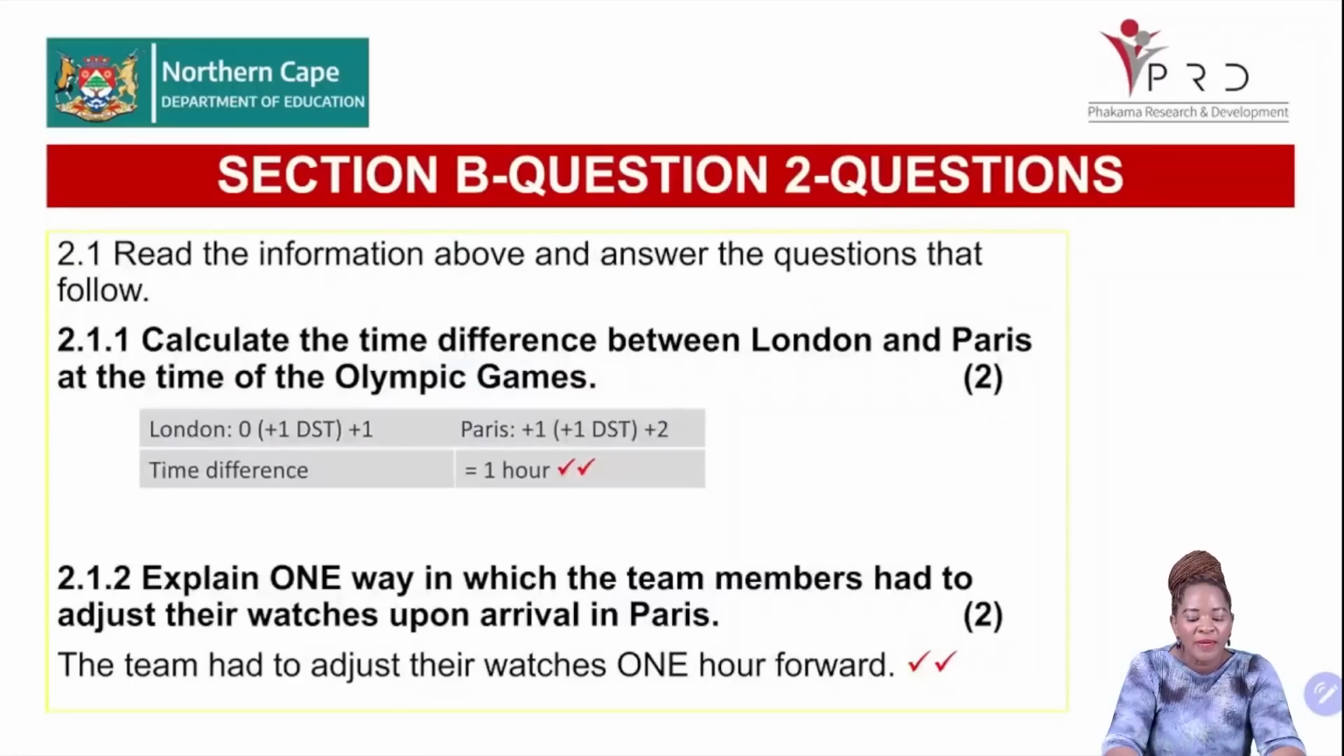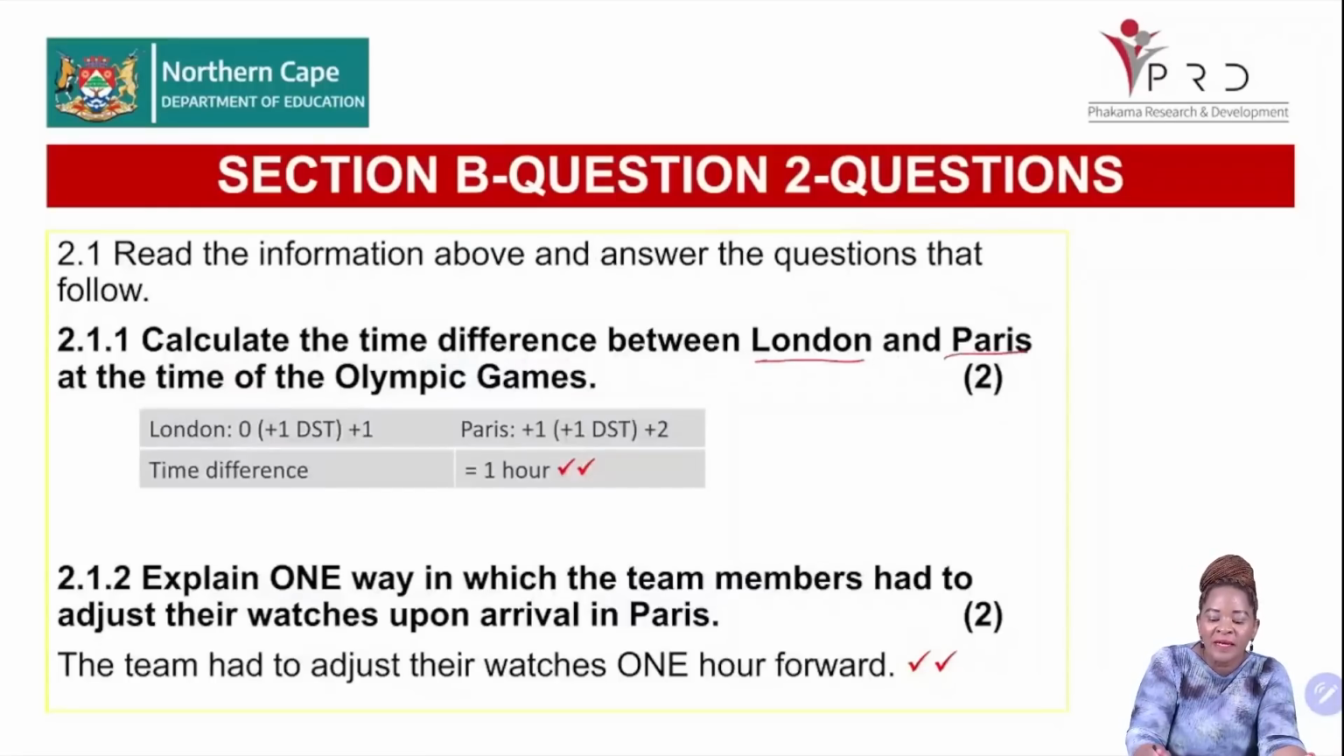2.1.1. Calculate the time difference between London and Paris at the time of the Olympic Games. Remember, grade 12 learners, I would always say to you, before you can start with any calculation, you need to identify the 2 cities. You need to go back to the steps. So the step number 1 is saying, identify the 2 cities that you are going to be calculating here. So you will have London and Paris. Already you have the 2 cities.